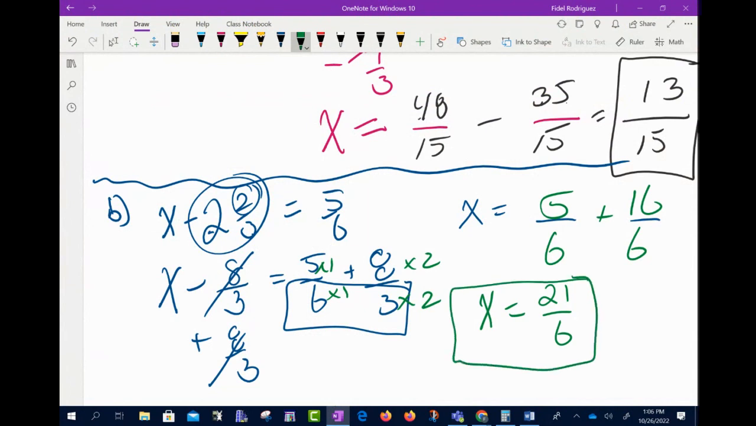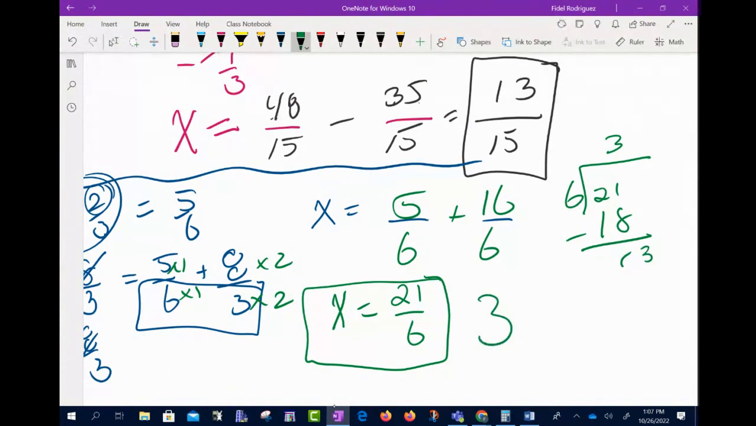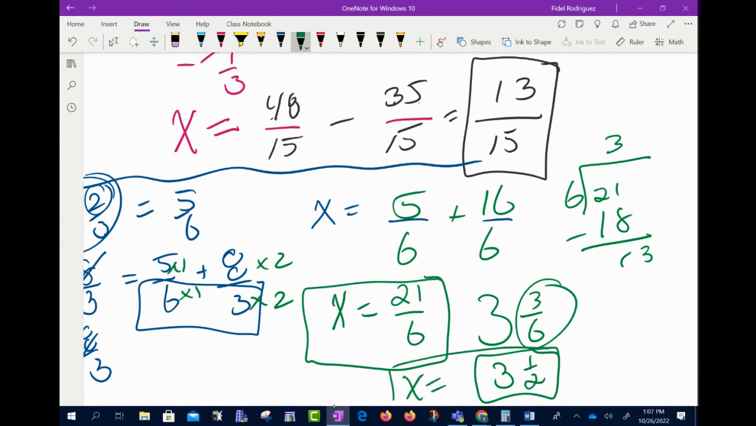Now again, in elementary school, they usually say, hey, let's write the mixed number, right? So let's take 21 and divide it by 6 to go in 3 times. We subtract 21 minus 18 is a remainder of 3. So this is going to be 3 and 3/6. But look, y'all, I can reduce that 3/6 to 1/2. And there's my answer. Okay.